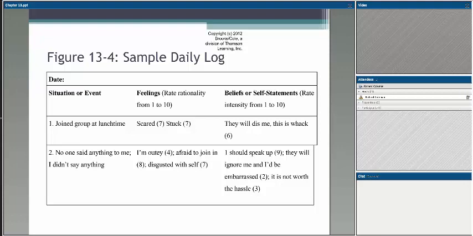And so using a log might actually help people look at rating their feelings, look at the belief statements, and just really start to pick apart some of the things that are happening in their head to make some determination about how they're driving the process and what you can do differently.